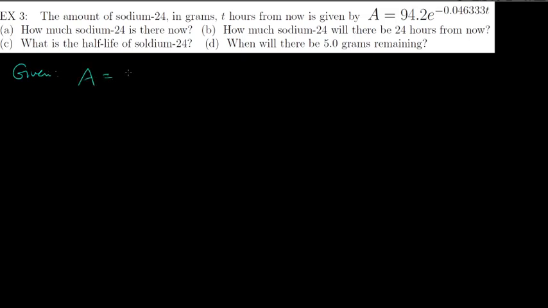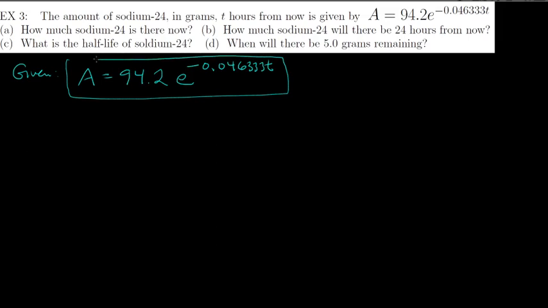A is equal to 94.2 times e to the negative 0.046333t. So don't ask where this comes from. This is the given formula for the amount of sodium-24 after t hours. Okay, so that's given. So the first question is how much sodium-24 is there now?